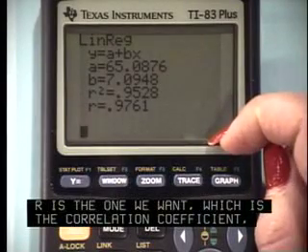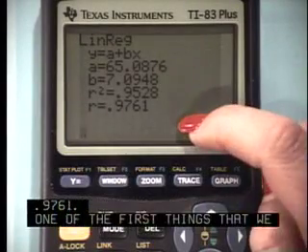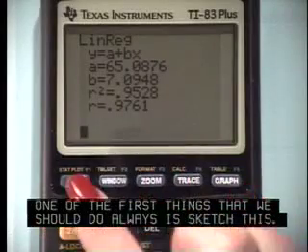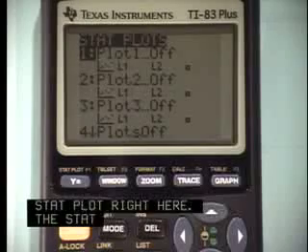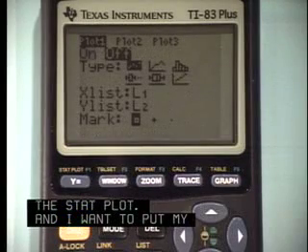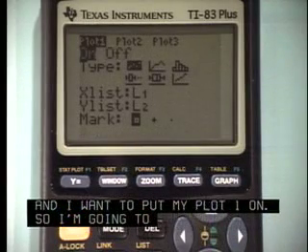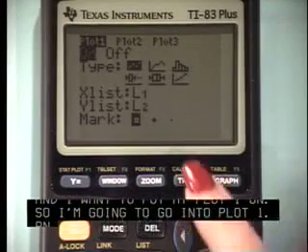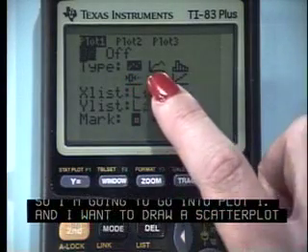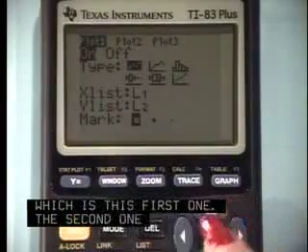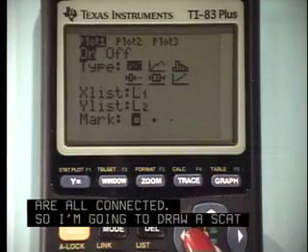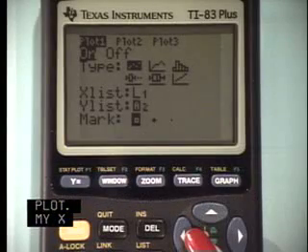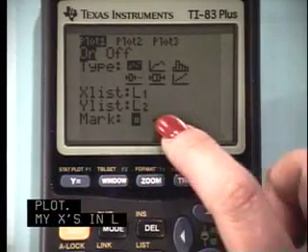One of the first things that we should do always is sketch this. So we're going to go into the stat plot right here, and I want to put my plot 1 on. So I'm going to go into plot 1, and I want to draw a scatter plot, which is this first one. The second one is where the dots are all connected. So I'm going to draw a scatter plot. My X is in L1, my Y is in L2, and whatever marking I want to have.